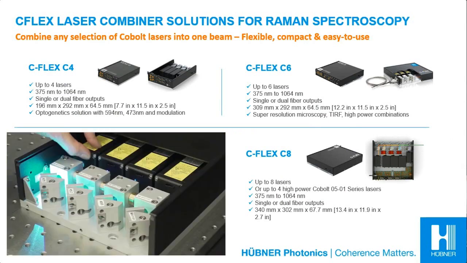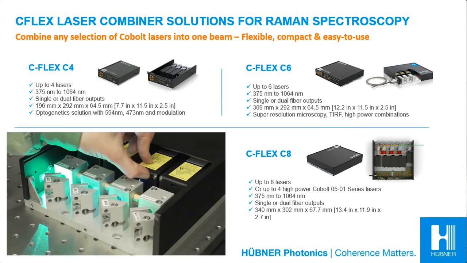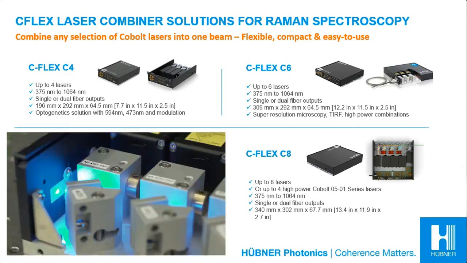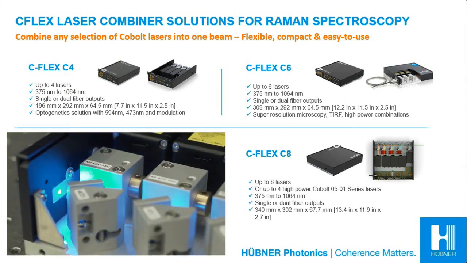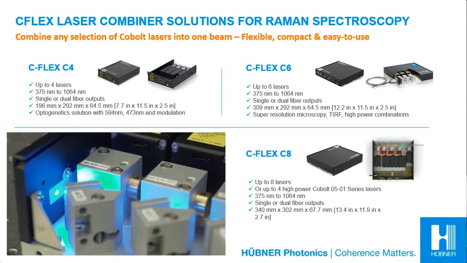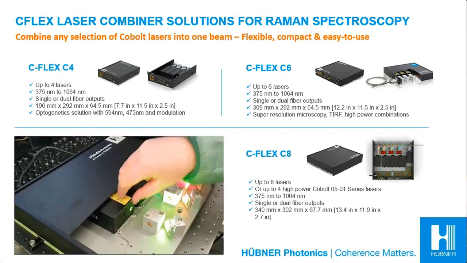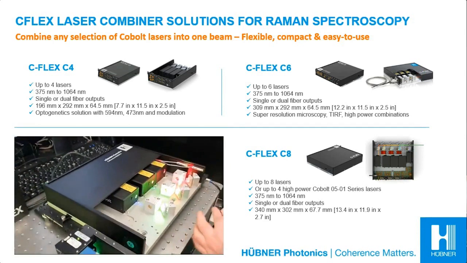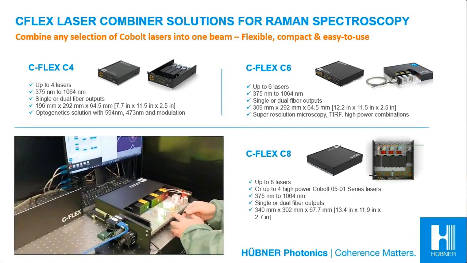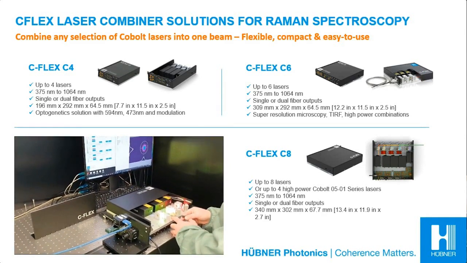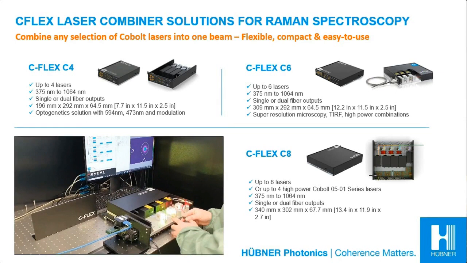And it can integrate an almost unrestricted mix of the Cobolt lasers suitable for Raman spectroscopy. So it's very flexible. And the C-Flex laser combiners provide a very precise and stable beam overlap. And all individual lasers are easily accessed via a back panel electrical interface. And the beam output can be free space or coupled into single mode and polarization maintaining fibers.